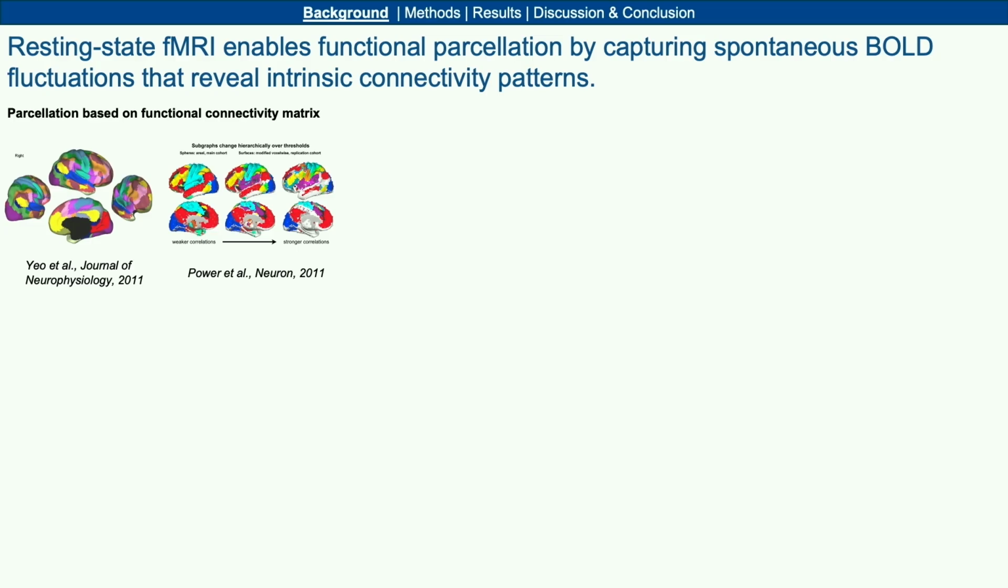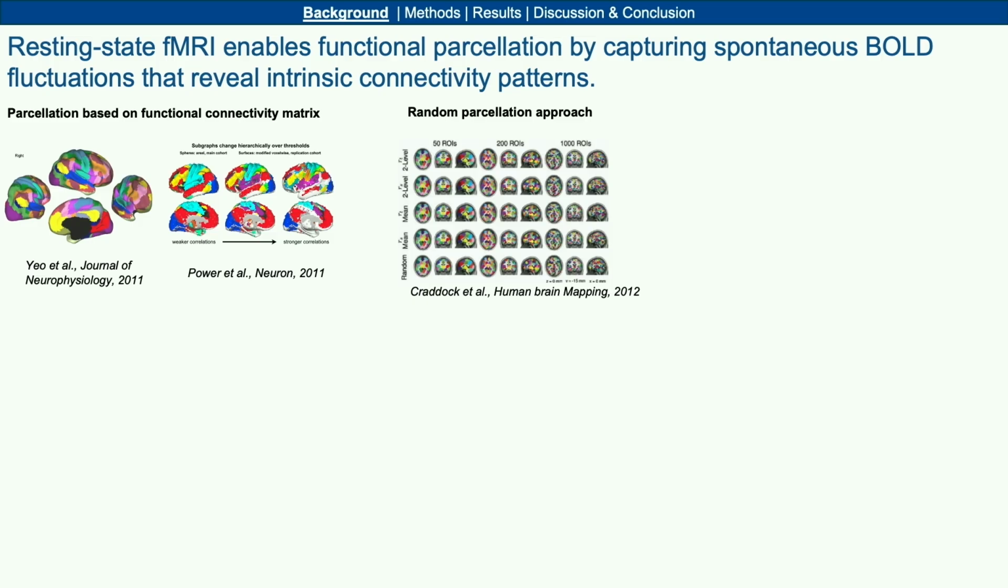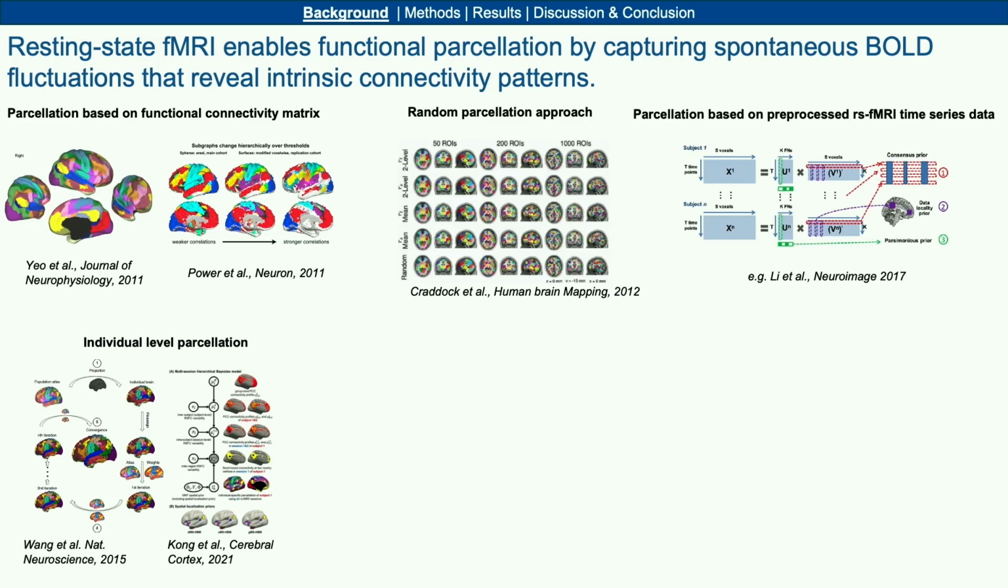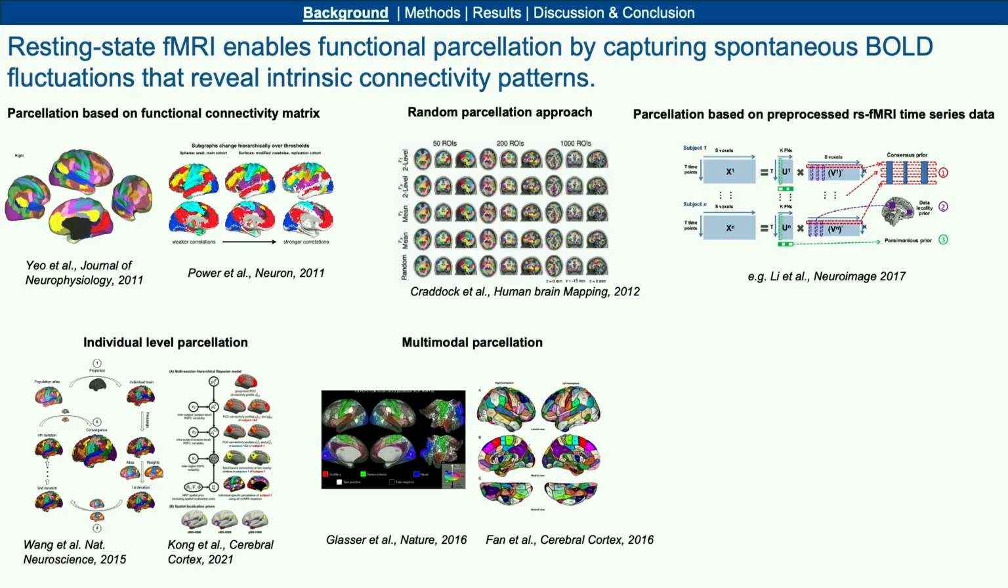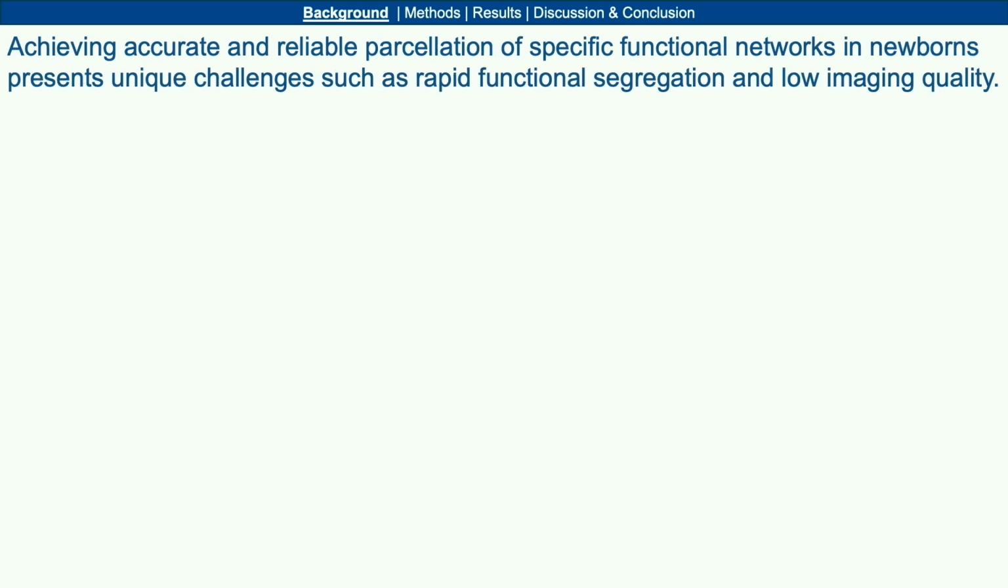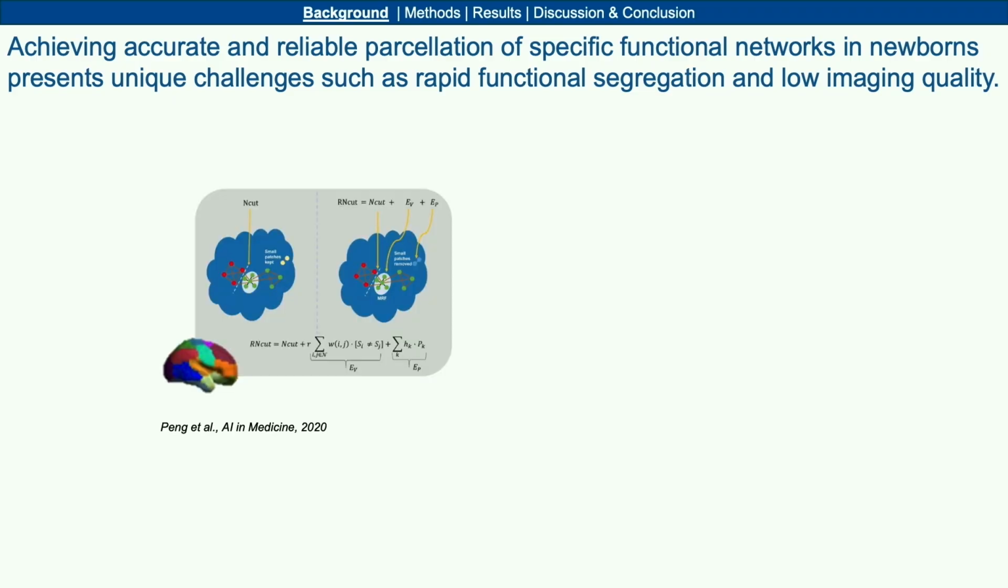Resting state fMRI has enabled functional parcellation through various approaches. These include functional connectivity matrices, random parcellation, and pre-processed resting state fMRI time series data. Parcellation has even been done at the individual level, with multimodal approaches that integrate structural and functional information, and functional parcellation across the lifespan. As we know, there are unique challenges involved while parcellating neonatal brains. Rapid functional segregation occurs during the third trimester. Imaging quality is often poor due to movement, and critically, we lack established functional atlases as reference standards.